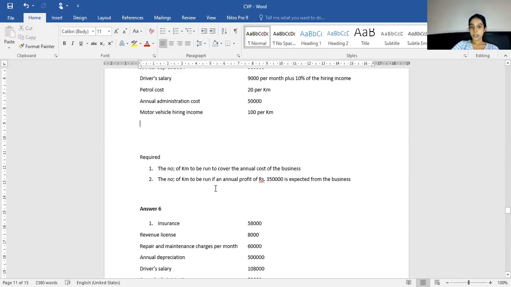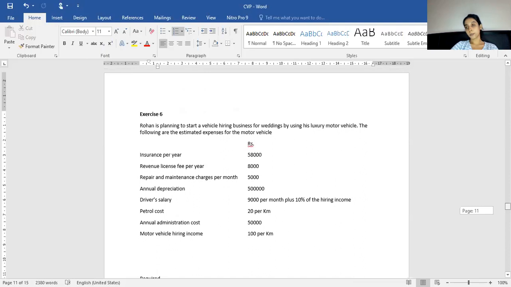So the number of kilometers to be run to cover the annual cost of the business. The number of kilometers to be run if the annual profit is 350,000. If the annual profit of rupees 350,000 is expected from the business. Okay. So what is the break-even number of kilometers?